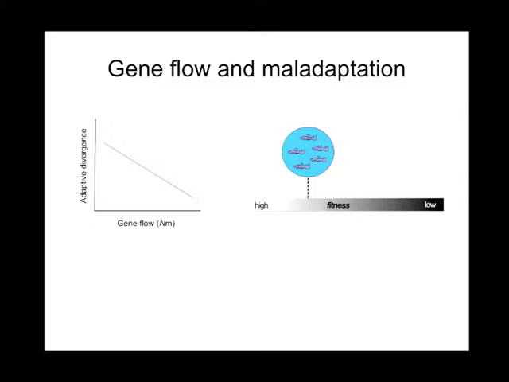To briefly illustrate this, if we have this population of fish adapted to a blue environment, and gene flow occurs from fish adapted to a pink environment, the intuitive outcome, right, is that the introduction of these maladaptive pink alleles is going to reduce the fitness of that recipient population.